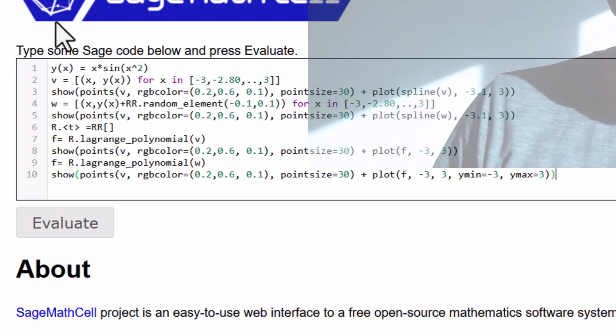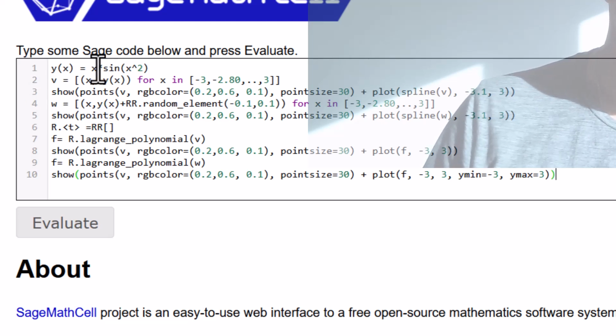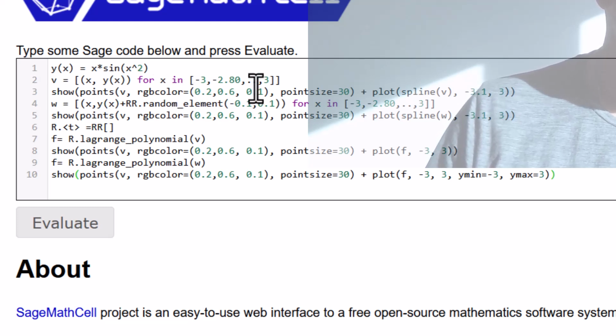what we do is we simply take a function we want to interpolate, right? So it's just some function. You will see it on the picture. Then I create the points for the interpolation. So it's always x and y(x), and I run with x in the range from -3 to 3. And here, I'm just telling Sage what the next one is with the dots.